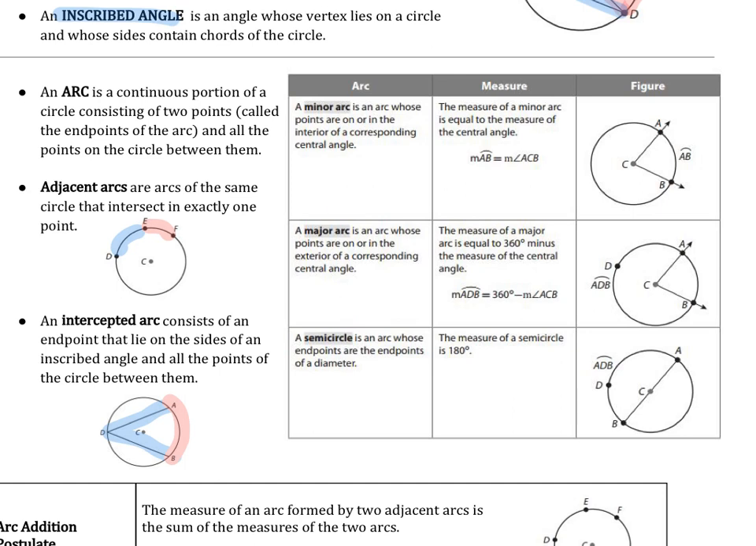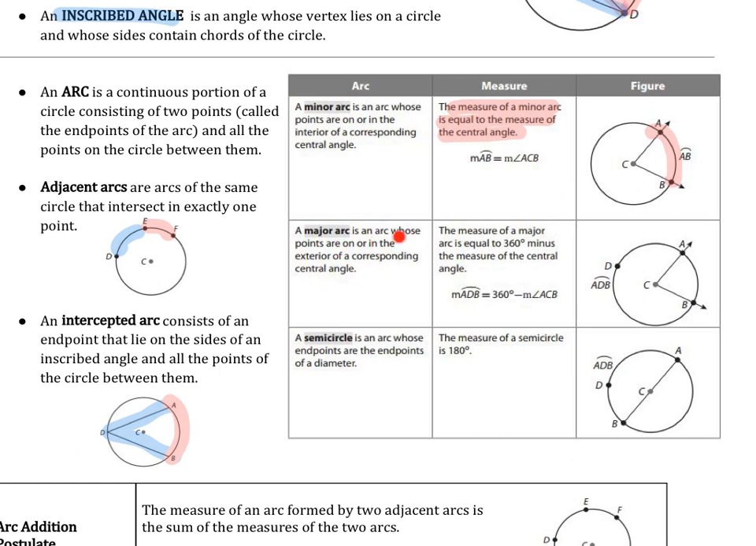So more specific types of arcs. A minor arc is an arc whose points are on the interior of a corresponding central angle. And again, you'll see here the measure of a minor arc is equal to the measure of its central angle. So this would be our minor arc, AB. And also note that we name it with just 2 letters. So for a minor arc, you only need 2 letters. So it will be an arc that is less than 180 degrees.